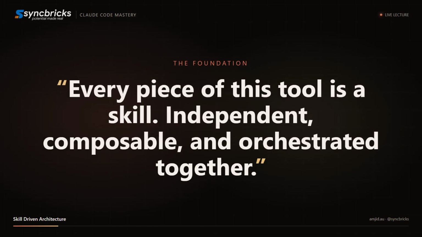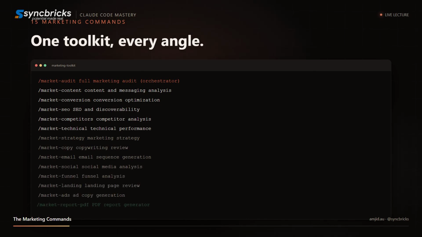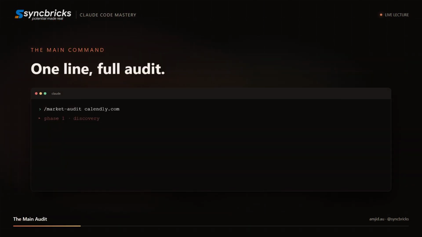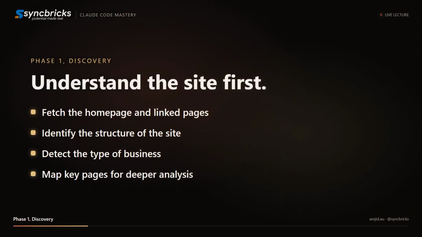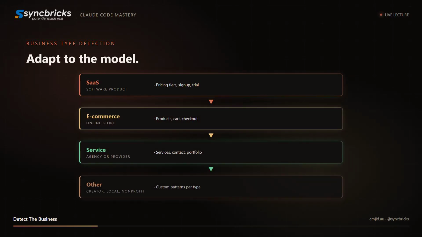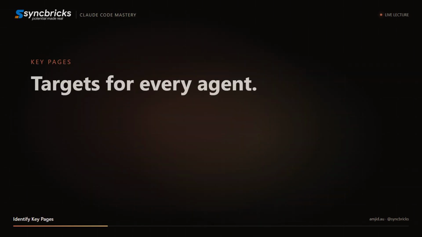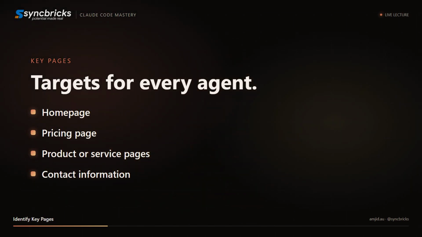The system you are building is based on a skill-driven architecture. It includes multiple marketing commands, each responsible for a specific type of analysis. These commands work independently, but they can also be orchestrated together to perform a complete audit. The main command performs a full marketing audit of a website. It begins by analyzing the website, identifying its structure, and understanding the type of business. This includes detecting whether the business is a service provider, an online store, a software product, or another category. It then identifies key pages such as the home page, pricing pages, product pages, and contact information.